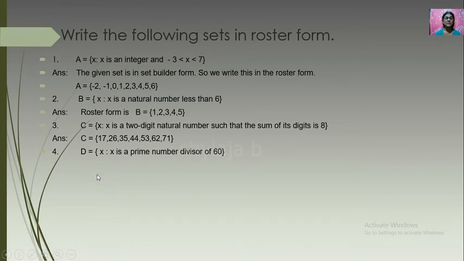So here those numbers must be divisors of 60. Correct that one. Here is the set. 2 divides 60, 3 divides 60, 5 divides 60, but 7 is a prime number that does not divide 60. So only 3 elements are there in this set.